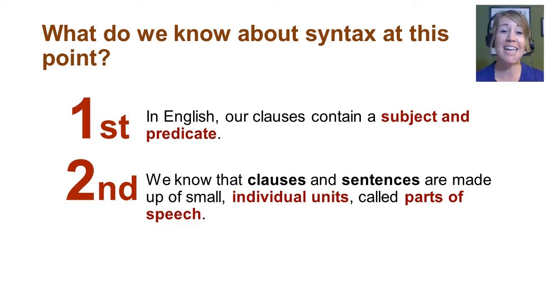The first is that in English, our clauses contain a subject and predicate, right? We are a subject predicate language. We also call this subject verb object or subject verb, okay? So that's the first thing to know. The second thing to recall is that all of our clauses and sentences are made up of small individual units, and we called those parts of speech. Let me unfold these two items for you just a little bit more if I need to refresh your memory.